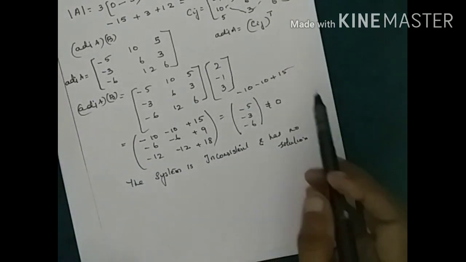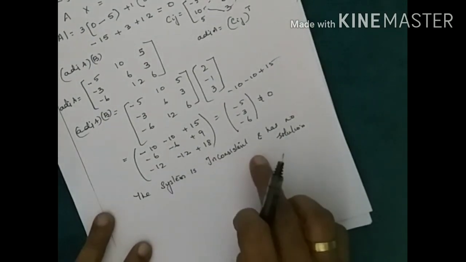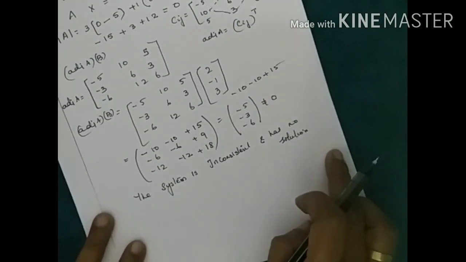This is not equal to 0. So if it is not equal to 0, then inconsistent and has no solution. System is inconsistent and has no solution.